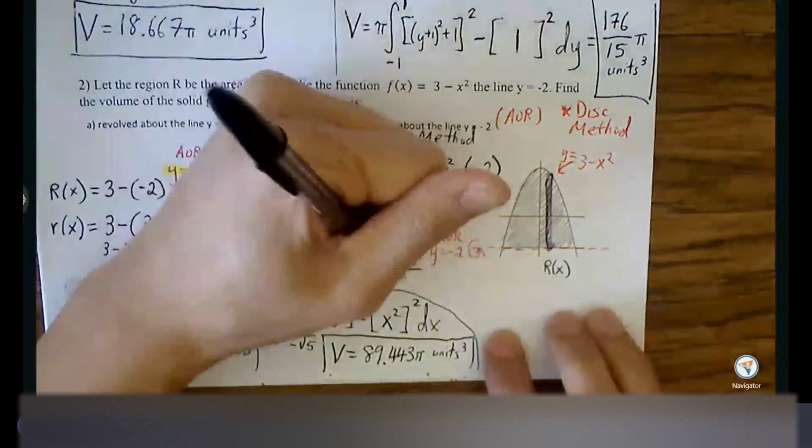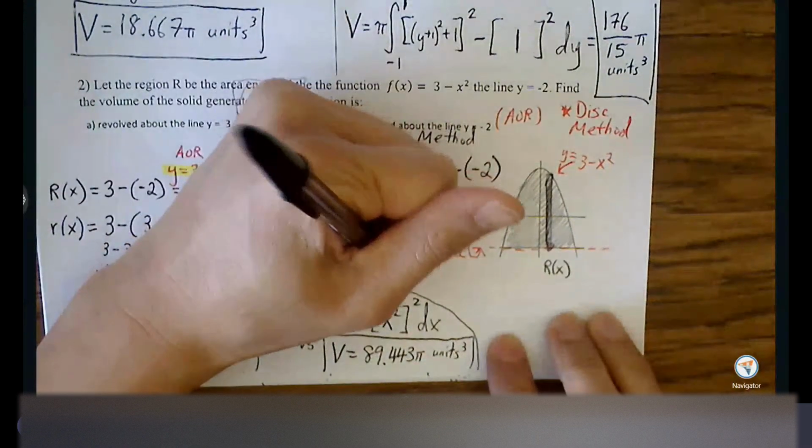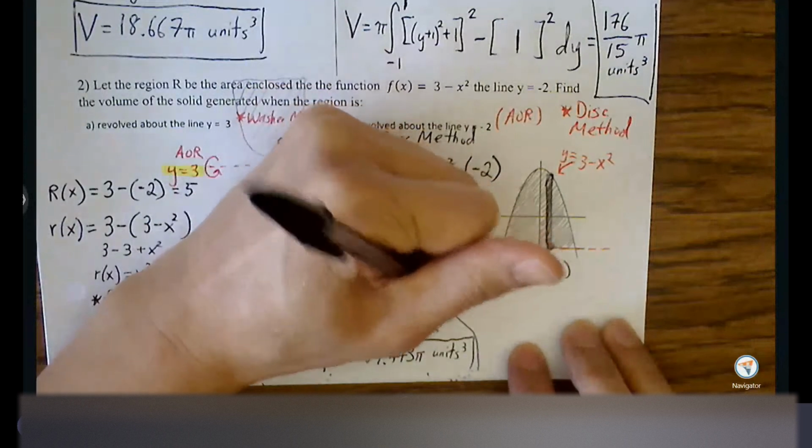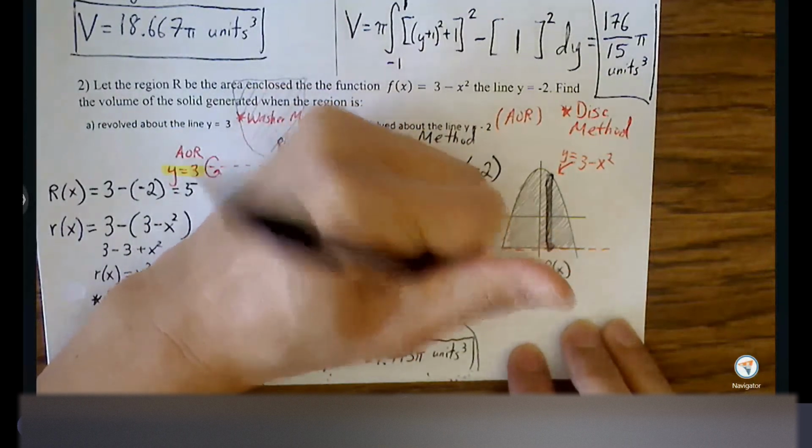So the same intersection, right? -2 is equal to 3 minus x squared. We get x equals plus or minus √5.